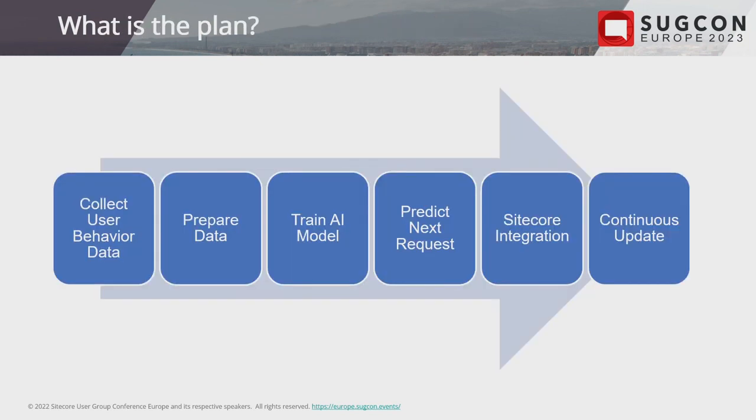So what is my plan? To collect the user behavior data, which is available from various sources, prepare that data, train an AI model, and then based on that AI model, I use it to predict the next request, right? And then I will integrate this with Sitecore. And of course, we need continuous update of the model. So as we get more data, more analytics data, we can always retrain our model. And this can be automated.